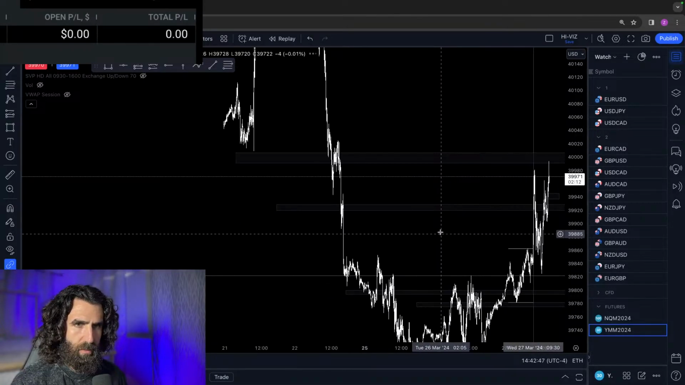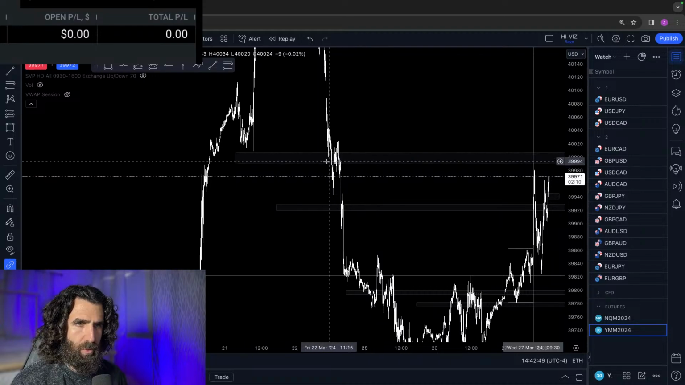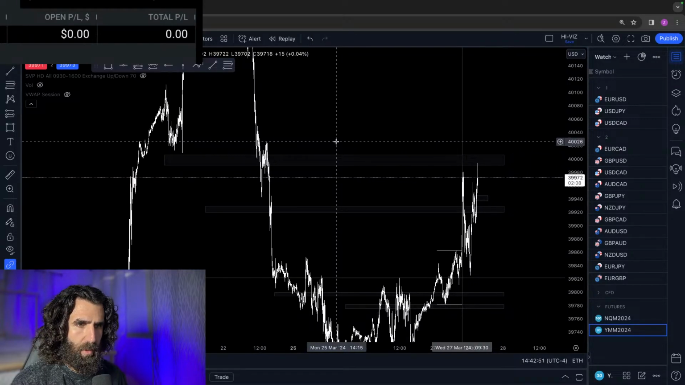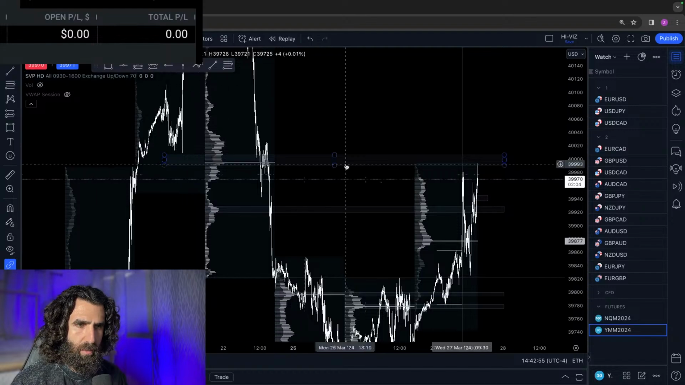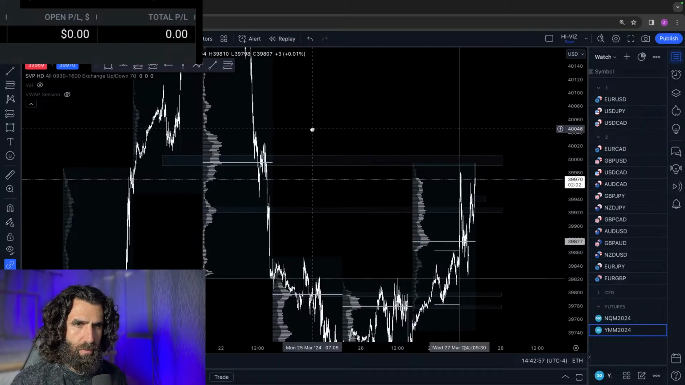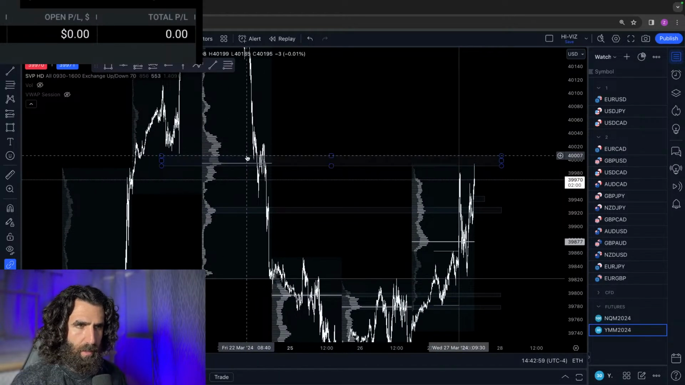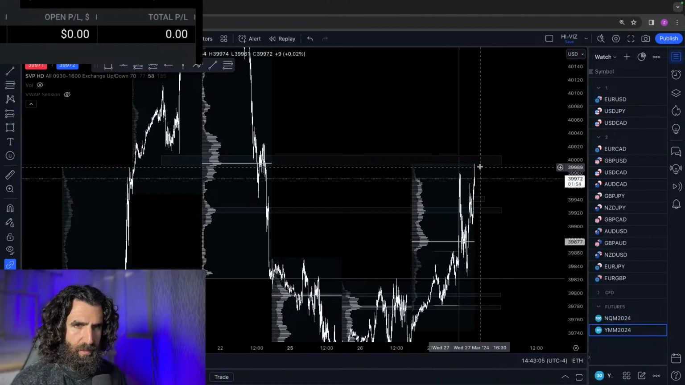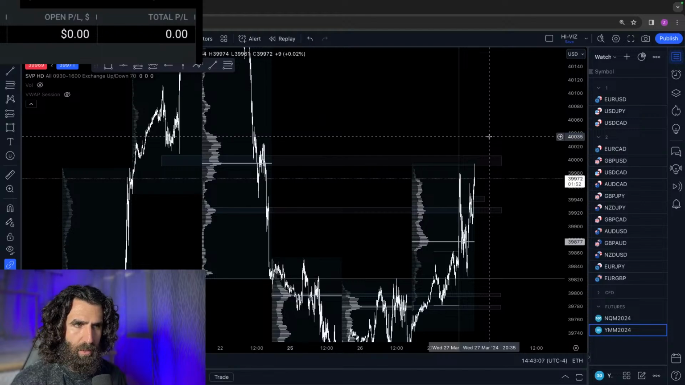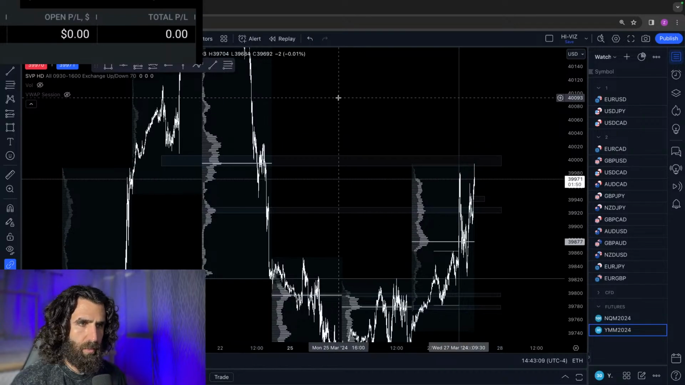Again, we're running into this point of control that was from 2 sessions ago, I believe. No, 1, 2, 3, yeah, 4 sessions ago. Could be hitting some resistance up here. This could be coming towards the end of the run, but I think it's likely to trickle back up this way and just continue its push higher towards the end of the day.